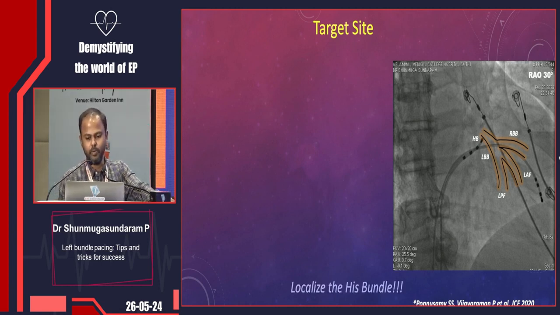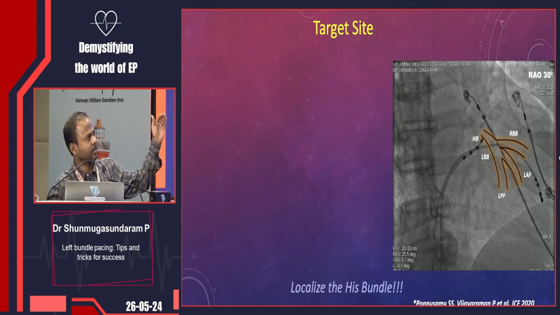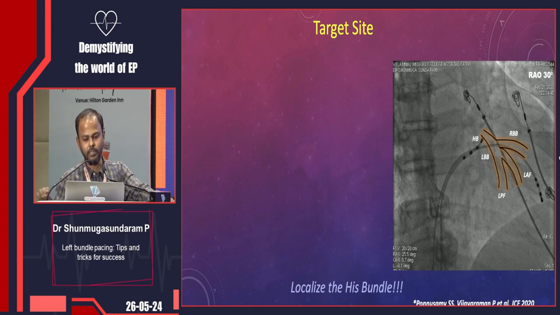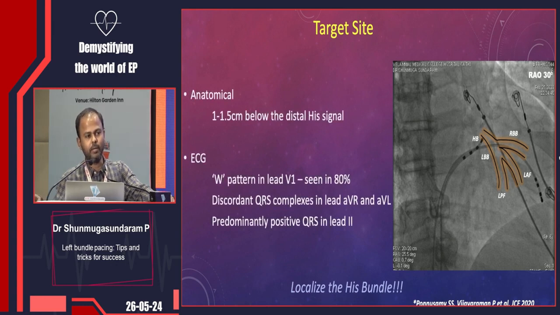So we need to go a little below the His bundle. You can see the His bundle dividing into right bundle and left bundle, and the left bundle in turn divides into anterior fascicle and posterior fascicle. The first job is always to identify the His. Then anatomically, we can identify the target zone by going 1 to 1.5 centimeter below the distal His signal towards the RV apex. That's the easiest way of identifying the target site.